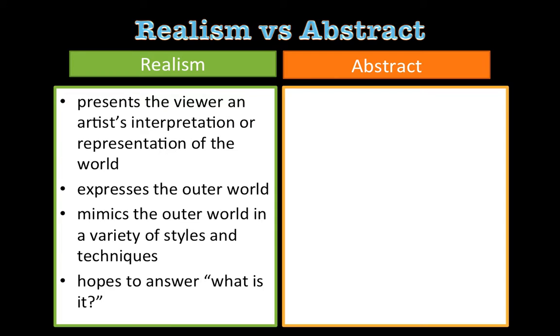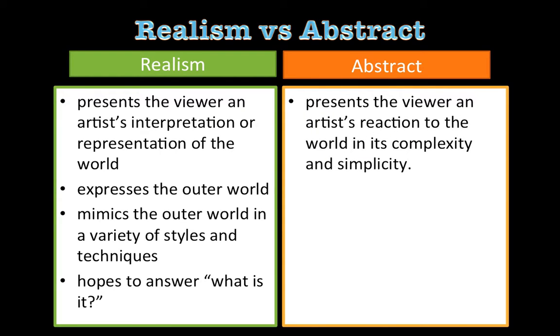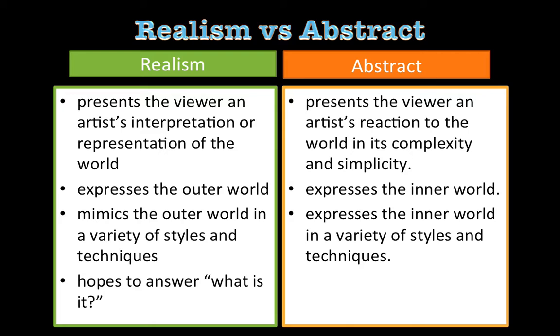Whereas abstract art presents the viewer the artist's reaction to the world. Meaning, what's on the canvas or the paper is not what the artist sees, but rather what the artist thinks and feels about the world, in everything from its complexities to its simplicity. It expresses the artist's inner world, the artist's feelings and thoughts. It expresses this inner world in a variety of styles, techniques and media, and there are all sorts of ways to express yourself.